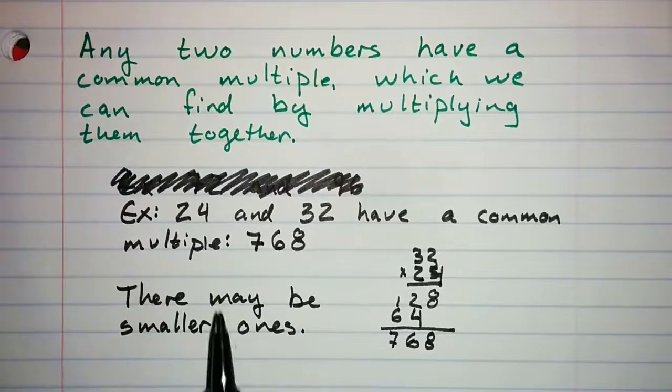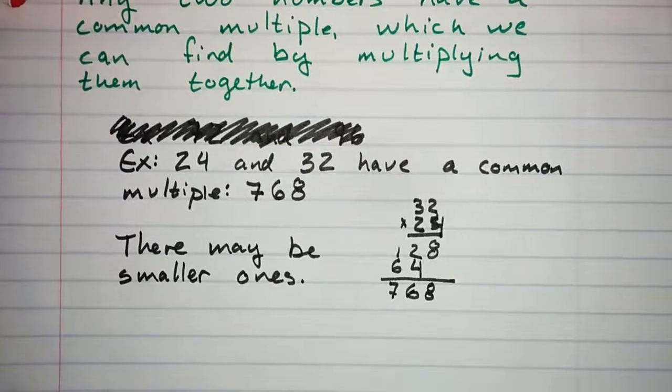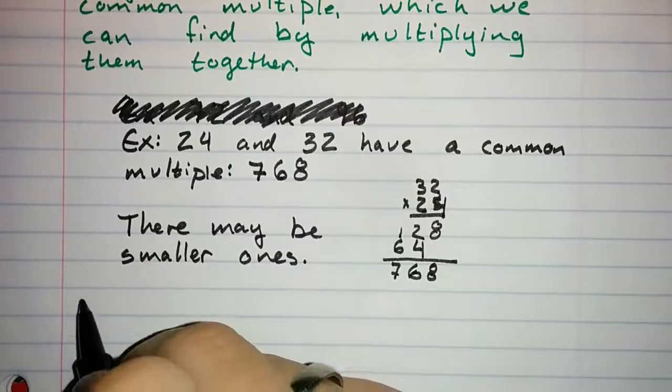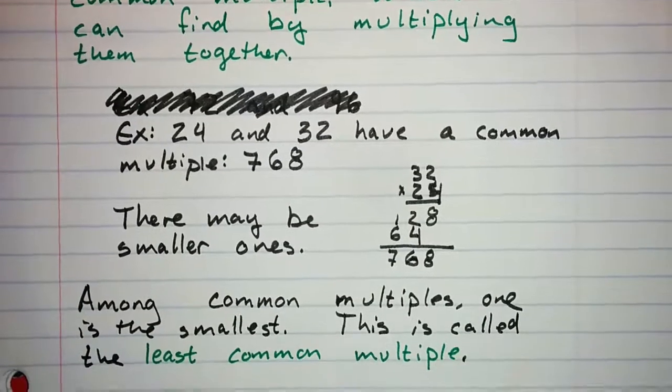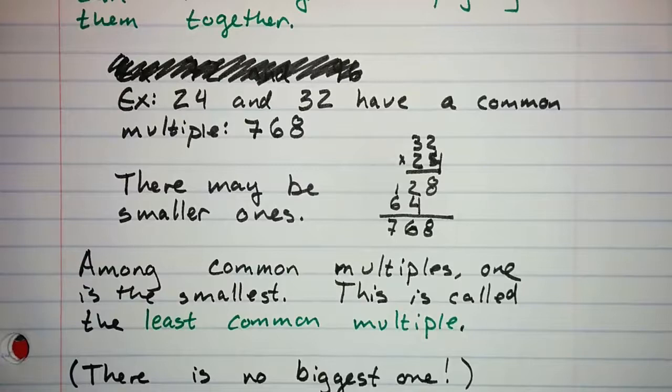There may, however, be smaller common multiples. Very often we're interested in not just any old common multiple, but the smallest common multiple. Among the common multiples, of course, one of them is going to be smallest, and this is called the least common multiple. Notice there's a smallest common multiple, but not a biggest one. Anything we multiplied 768 by, for example, would still be a multiple of 32, still be a multiple of 24. So we don't talk about the greatest common multiple. We did, if you'll recall, talk about the greatest common factor, but that's different, isn't it?